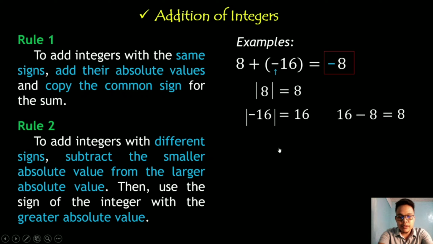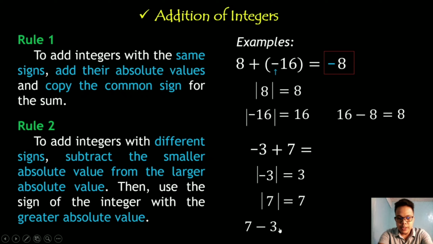Paano naman kung yung given integers na i-add natin are negative 3 and 7? The integers have different signs, kaya yung rule number 2 pa din ang gagamitin natin. First, kunin muna natin yung absolute value ng negative 3 and 7. So the absolute value of negative 3 equals 3, and the absolute value of 7 is equal to 7 itself. Then we subtract 7 and 3, so we write 7 minus 3. That's subtracting the smaller absolute value from the larger absolute value.